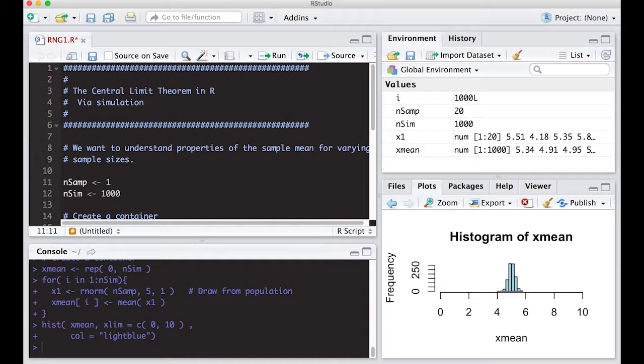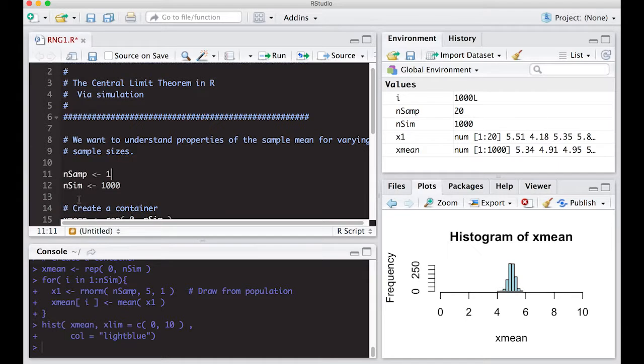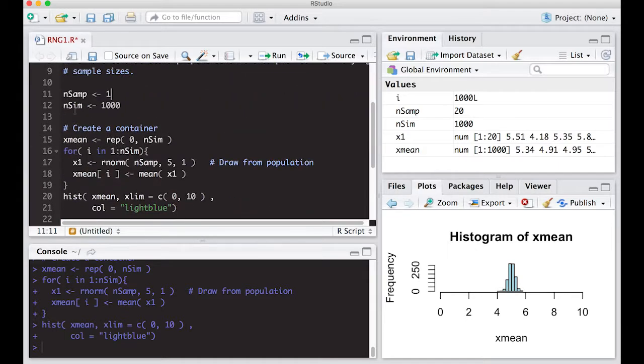Okay, so if you remember from part 1, what we set up was a simulation to simulate the central limit theorem. And what we were changing was our sample size. So nsamp here is our sample size. nsim is the number of times we're going to conduct an experiment where we're going to draw from a population. We've created a container because we're going to use a for loop. This for loop is going to run through the simulations or experiments however many times we've said. So it's going to start at 1 and end at the number of simulations that we prescribed.